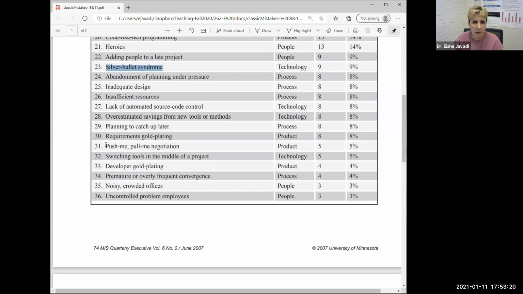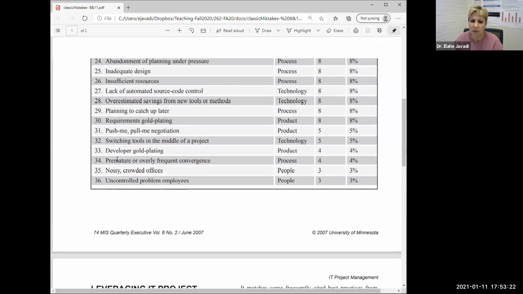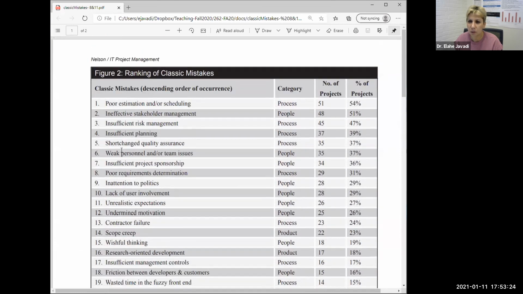And most of these, as I told you, more than 40% are related to people, more than 40% related to processes, and single digit on product and technology in terms of percentage. As you see, the top are all process related. None of them is technology. So if you think you have the skills and it's going to save you with your project, it will not.